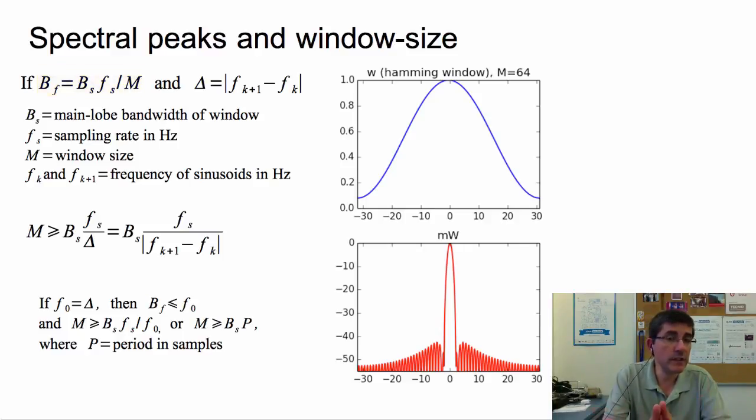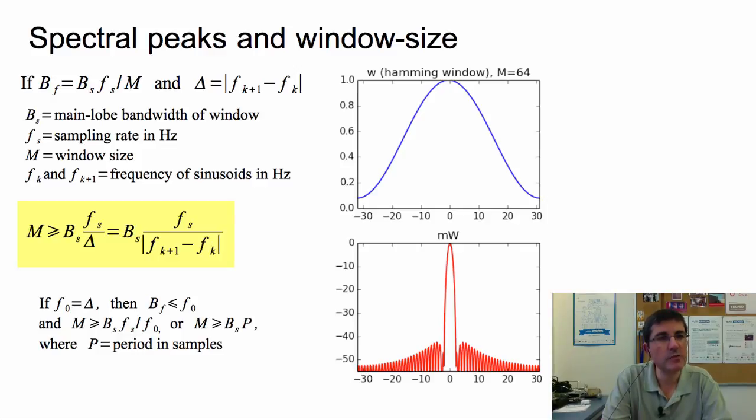And then if we consider a particular delta, the distance between two frequencies that we want to resolve, so we have two frequencies, f sub k plus 1 and f sub k, the absolute value of the difference is the delta frequency that we want to resolve. So what would be the window size, capital M, so that two main lobes of the window are disjoint, so that we can see these two frequencies as separate peaks in the spectrum? This equation here shows what has to happen.